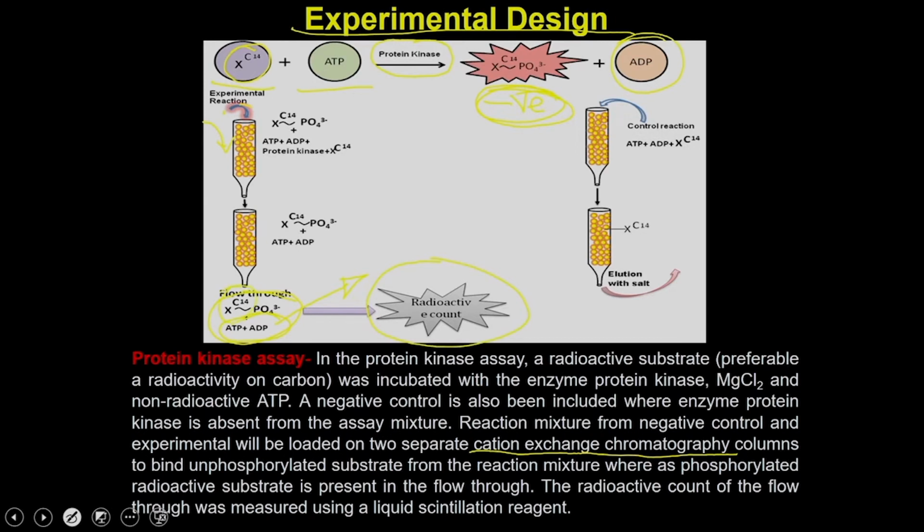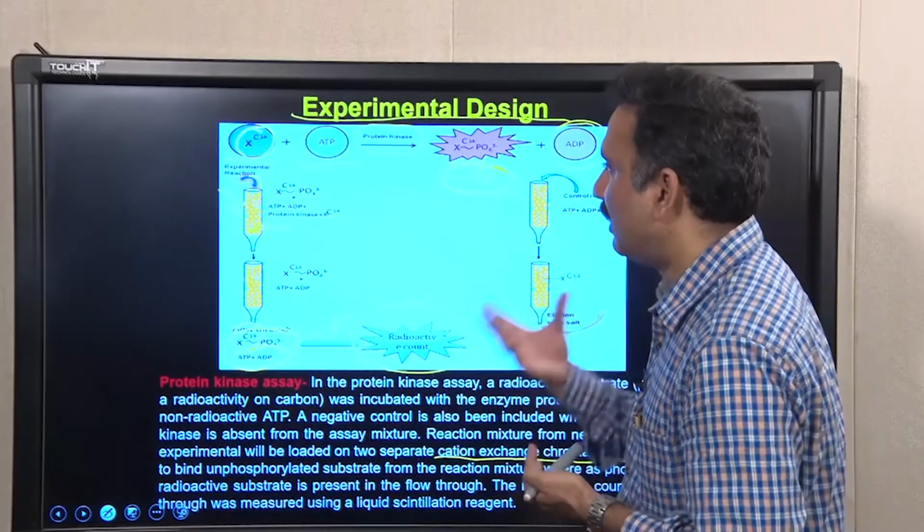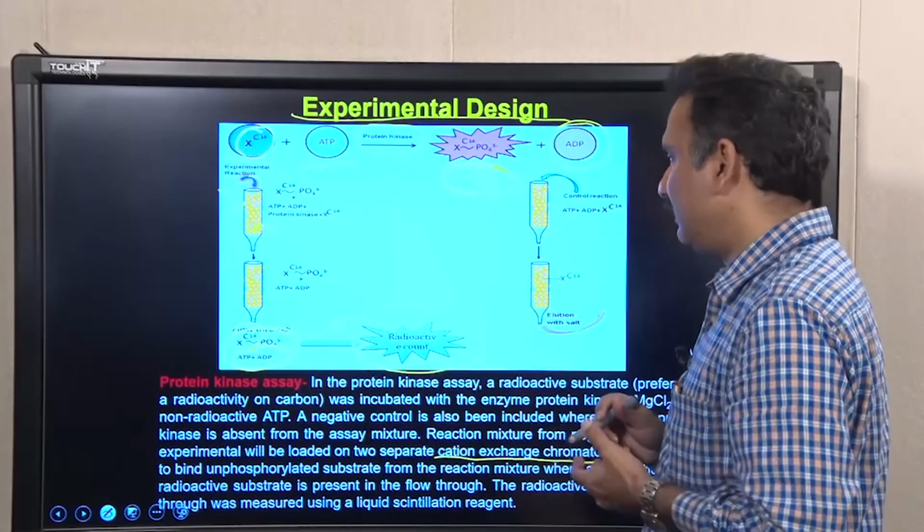So, the non-phosphorylated carbon 14 substrate is going to be trapped on the column itself, whereas the phosphorylated substrate is going to be released from the column in the flow through, and then you can take the flow through and measure the radioactivity. Ultimately, you can also do an elution with salt and measure the radioactivity to confirm that the column has trapped the radioactivity.